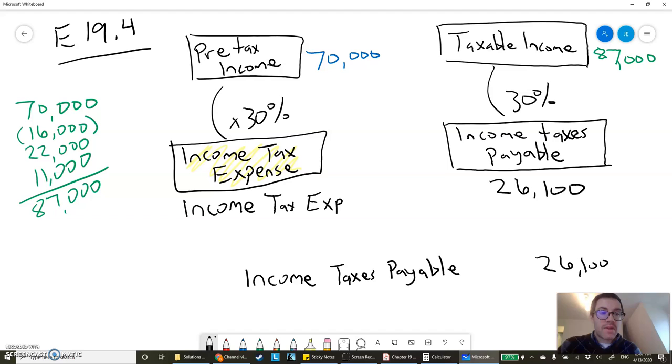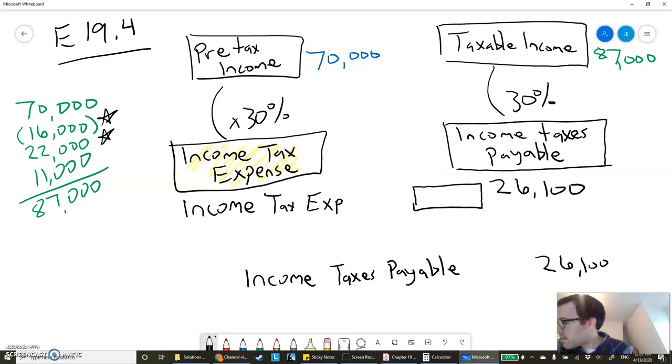However, again, because of the permanent difference, I cannot simply take the 70,000 times the 30%. I can't do that. I'm going to have to leave a big box there. We're going to have to fill that in a minute. Let's look at what else is going on in this problem. You have a deferred tax asset and deferred tax liability. You got those temporary differences there.